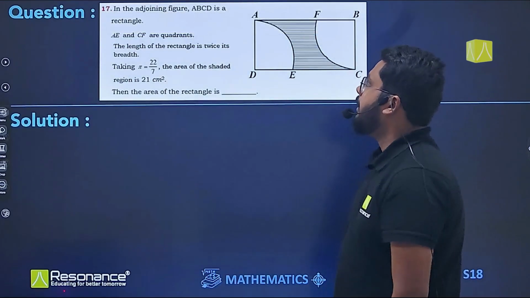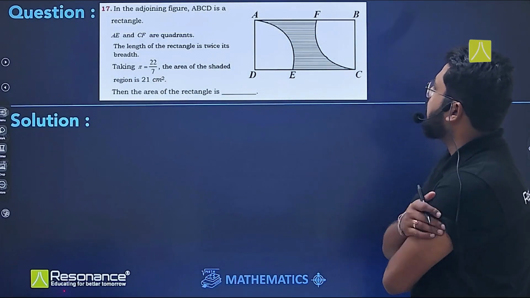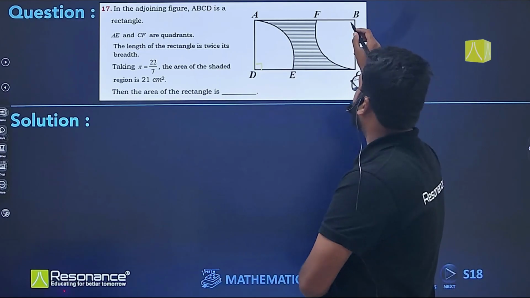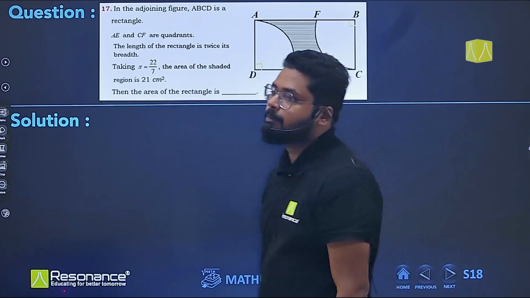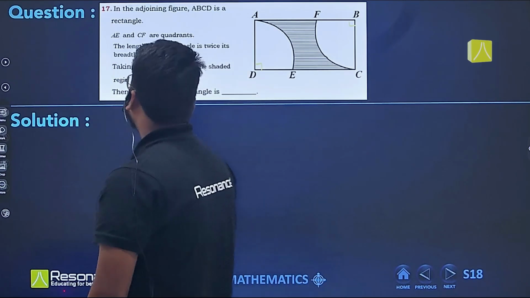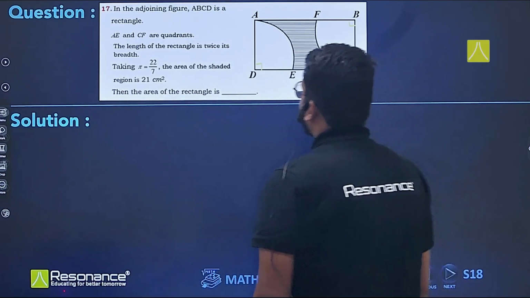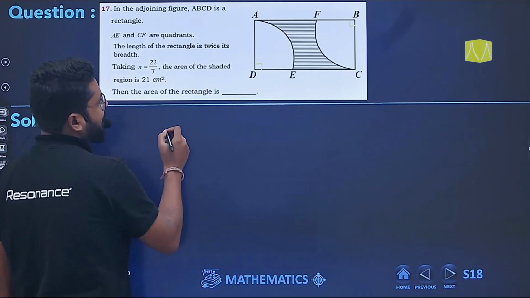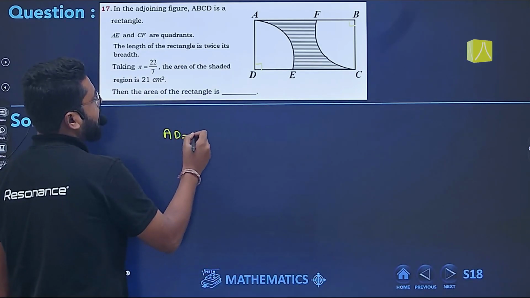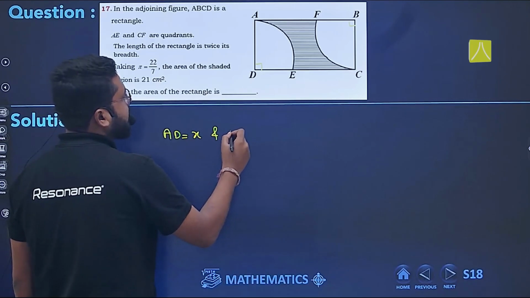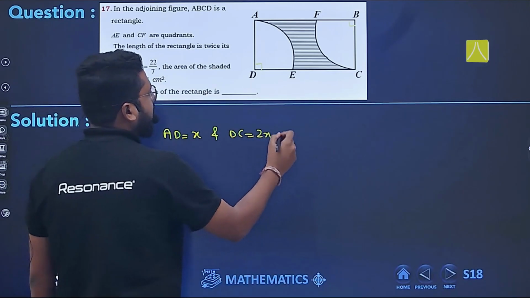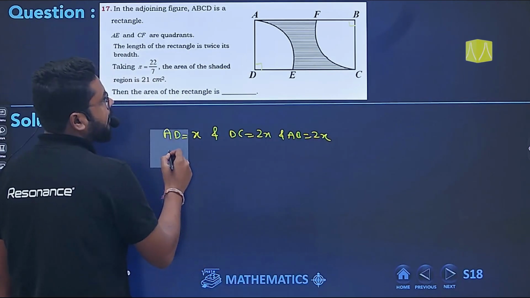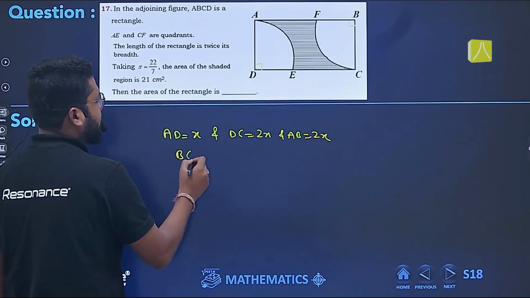So the next question is, in the adjoining figure ABCD is a rectangle. AE and CF are quadrants. Quadrant means they are 1/4 of the area of a circle, 1 by 4 pi r square. The length of the rectangle is twice its breadth. So if you take AD as x, then DC will be 2x, and AB is also 2x. And if AD is x, then BC is also x.